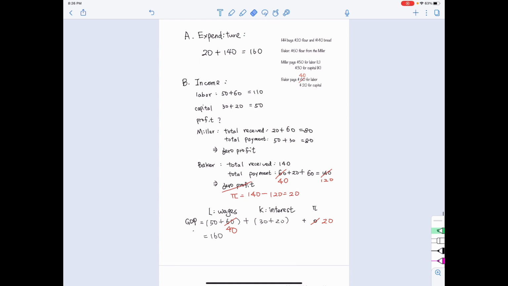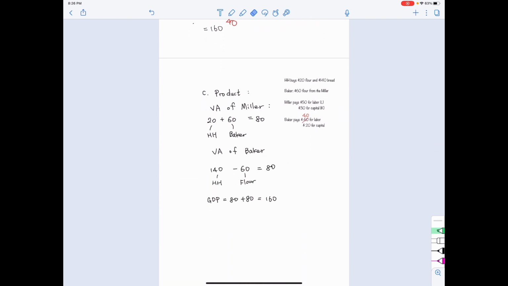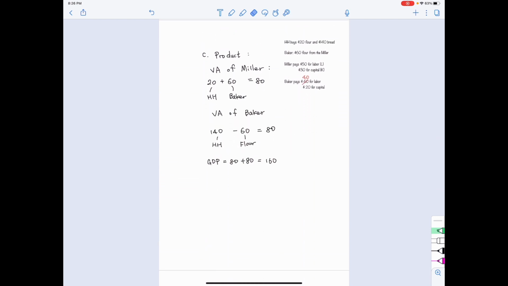Now let's look at how to come up with GDP for the second example based on the product approach. Given that the baker's payment for labor does not affect the value added of the baker, all the computations remain the same for the product approach under the second example as in the first example. So this completes our discussion related to how to compute GDP using the three methods.